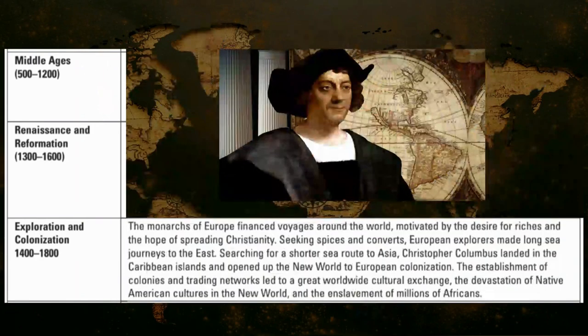The monarchs of Europe financed voyages around the world during a period called exploration and colonization. This is what we're going to focus on a lot in this unit. It's the period characterized by exploration, people trying to find spices and converts to Christianity, European explorers making long sea journeys, exploring different cultures in the Caribbean islands and South America. We've talked a little bit about cultural contact and cultural exchange. That's a big part of this time period.